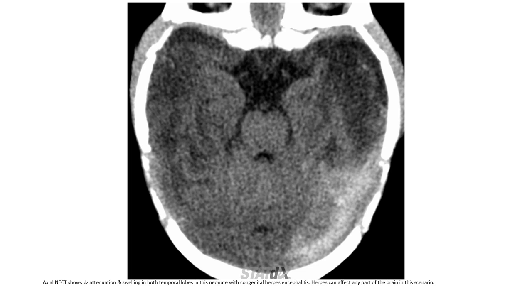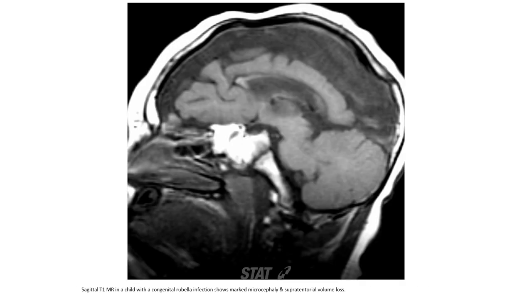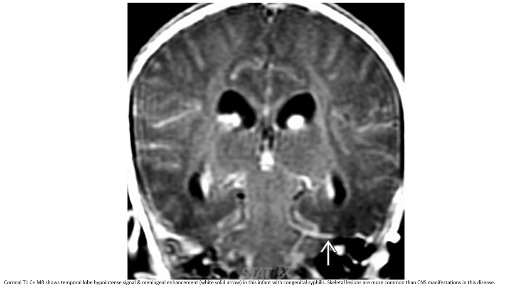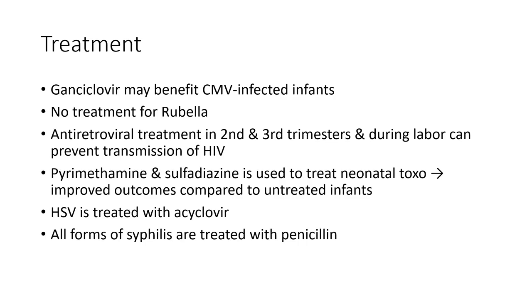Non-contrast CT shows decreased attenuation and swelling in both temporal lobes in this neonate with congenital herpes encephalitis. Herpes can affect any part of the brain in this scenario. T2 MR in a child with congenital rubella infection shows marked microcephaly and supratentorial volume loss. T1 contrast MR shows temporal lobe hypointense signals and meningeal enhancement in this infant with congenital syphilis. Skeletal lesions are more common than CNS manifestations in this disease.